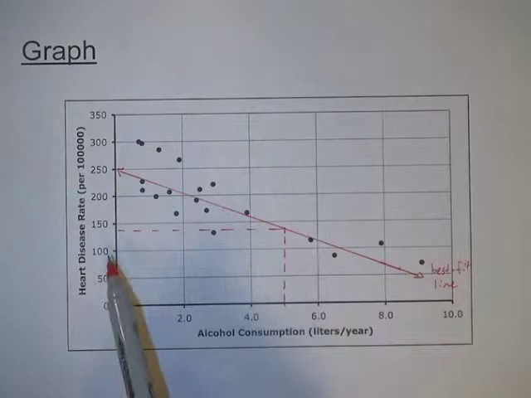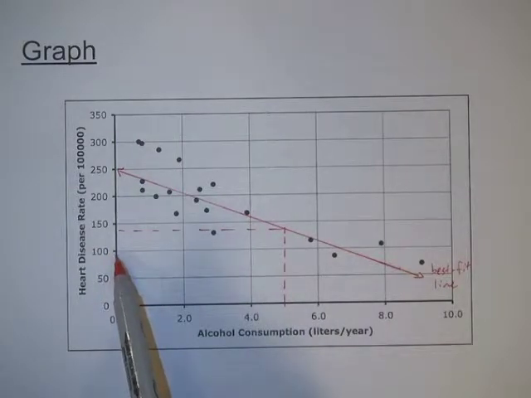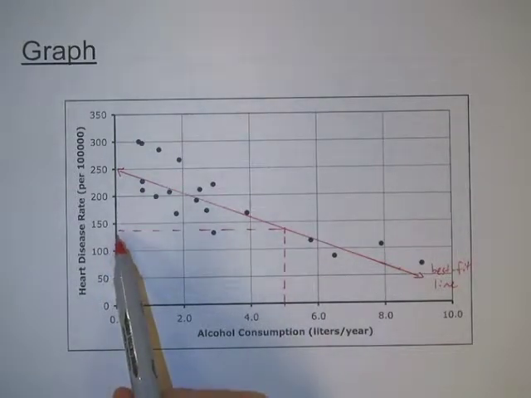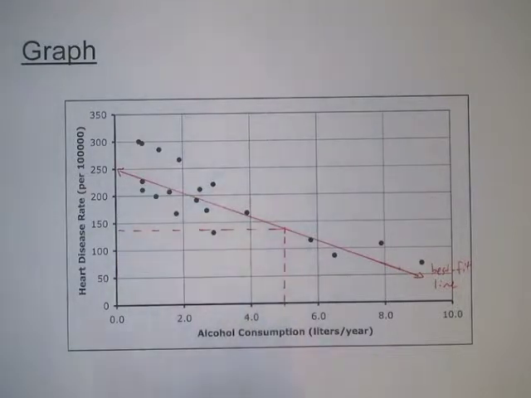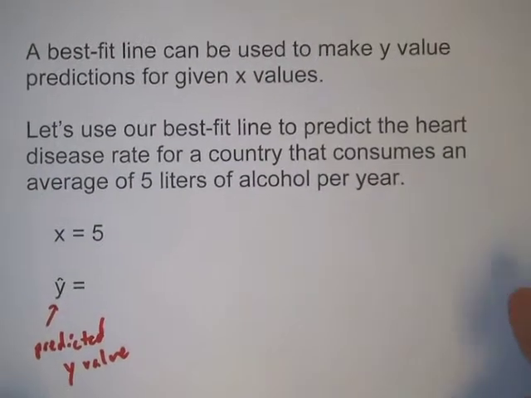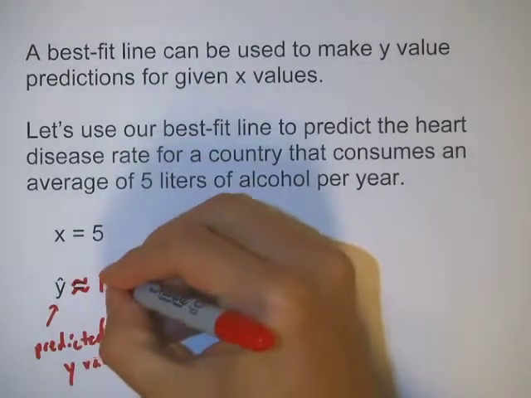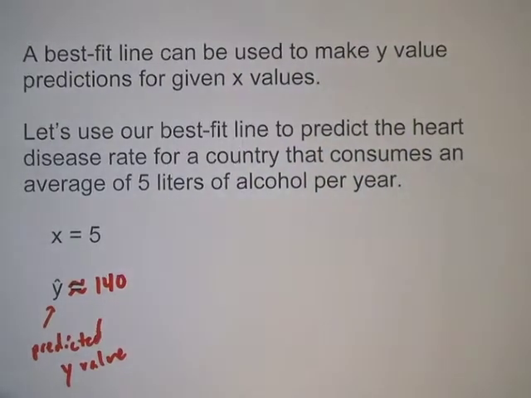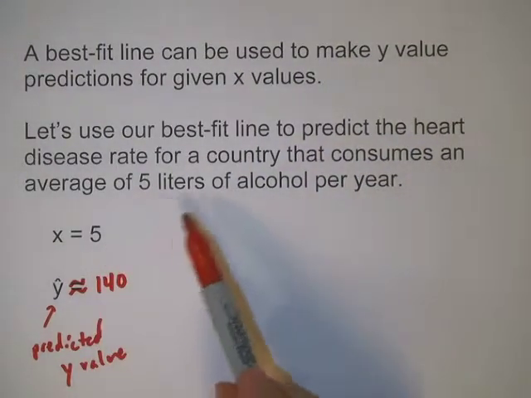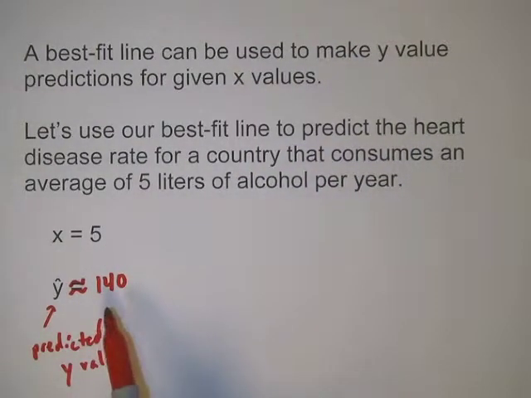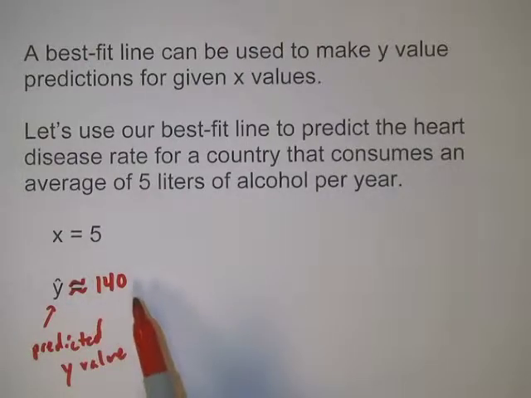It seems like it's between 100 and 150, closer to 150 than 100. So we'll approximate that to be about 140. So my y hat value here is approximately equal to 140. For a country that consumes 5 liters of alcohol per year, the heart disease rate will be about 140 people per 10,000.